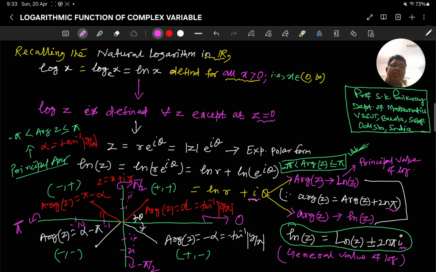So before the details of the discussion, let me introduce myself. Myself, Professor Kumar Paikray, currently working as a professor of mathematics at Veer Surendra University of Technology, Burla, Sambalpur, Odisha, India. So without much delay, let me discuss the details of this logarithm, principal logarithm and general logarithm.